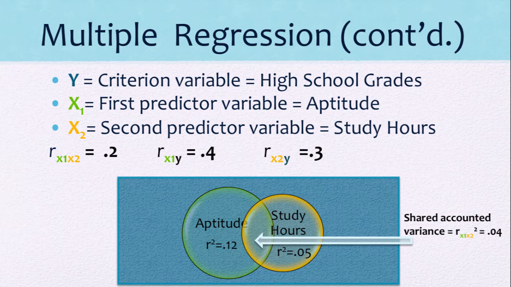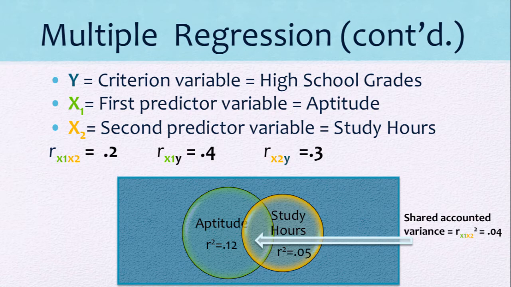What makes this more complicated than the linear regression is now we must account for the relationship that exists between our two predictor variables, which in this case is 0.2. Not only do both variables individually or independently have a relationship with high school grades, both are related to one another. Thus, there is variance that each predictor variable accounts for individually, as well as variance accounted for that is shared between the two. And so the Venn diagram on this slide depicts this.